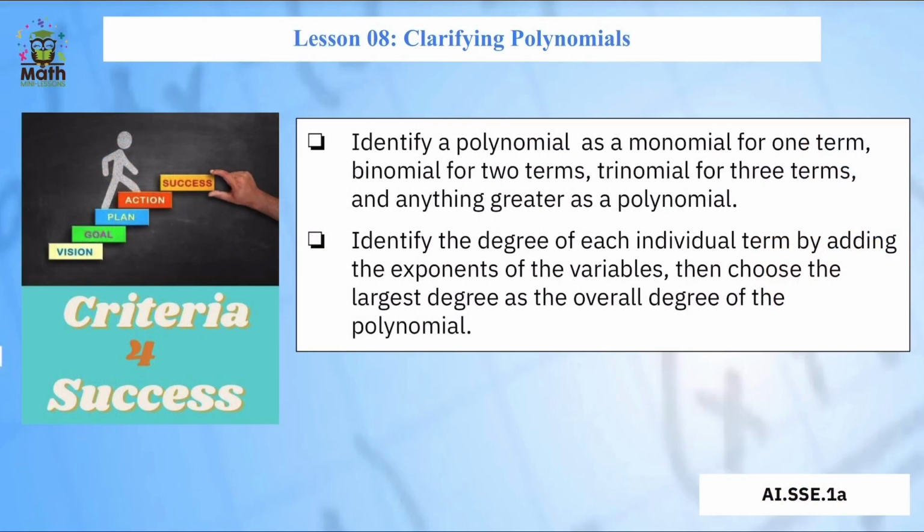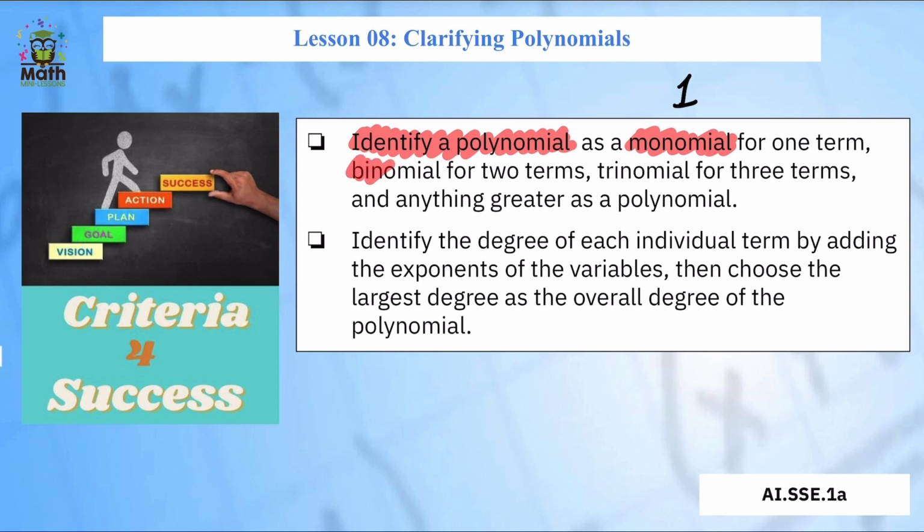Welcome to lesson 8. We're going to classify polynomials. So here are the two things that we're going to look for that show you have mastered the skill, that you can identify the polynomial. So you can tell if it's a monomial, mono meaning one, if it's a binomial.